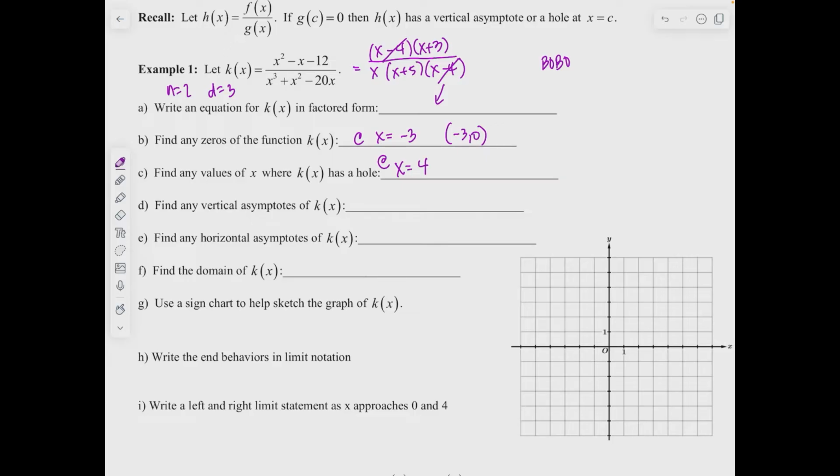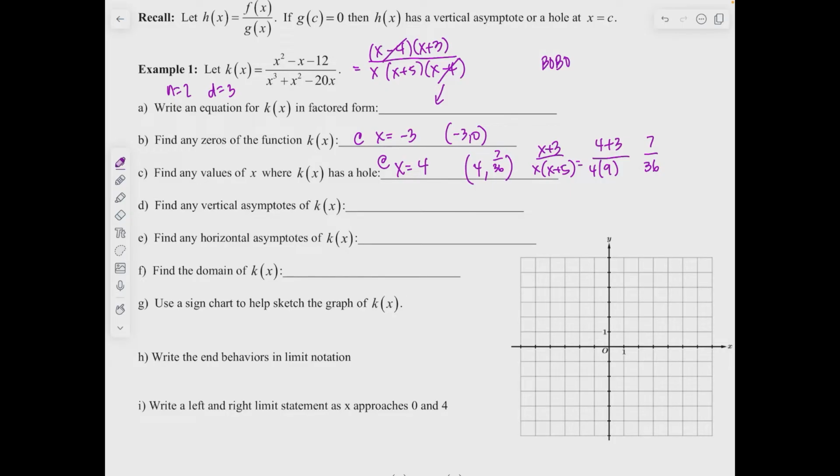If I wanted to find the location of the hole, I have x plus 3 over x times x plus 5 remaining. If I substitute the 4 in there, 4 plus 3 gives me 7, and 4 times 4 plus 5 is 36. So that would be 7 over 36. That would be the location of the hole if I really needed it.